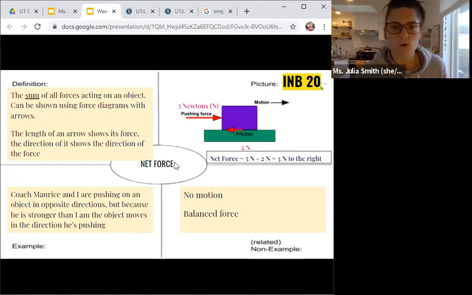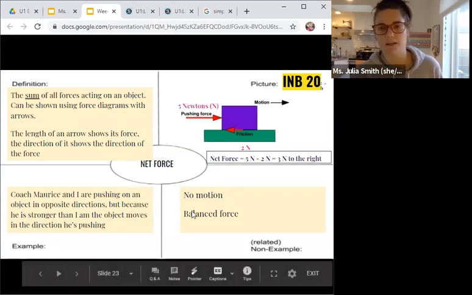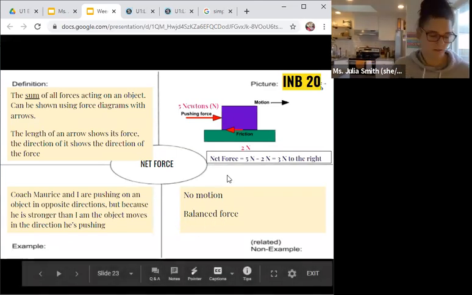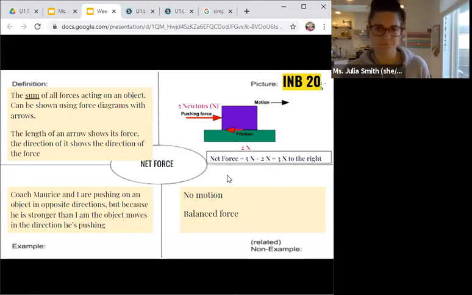So if net force is how we describe or calculate motion, then the opposite of that is no motion. When an object has no motion, that is the opposite of net force. Another way we can describe that is by saying balanced forces. The bulk of our work today, we're going to be looking at force diagrams like this and calculating net force.